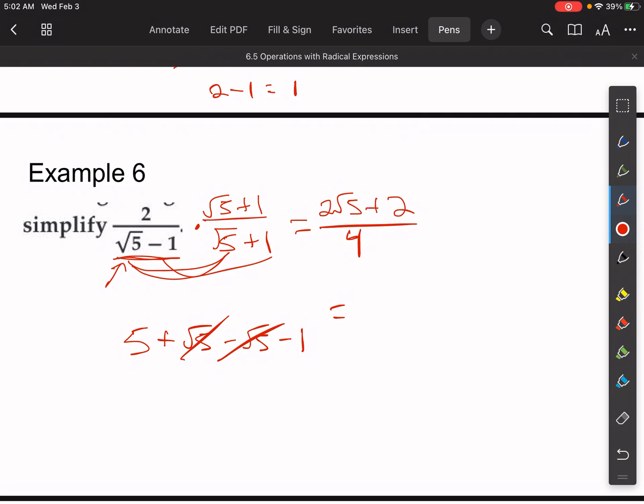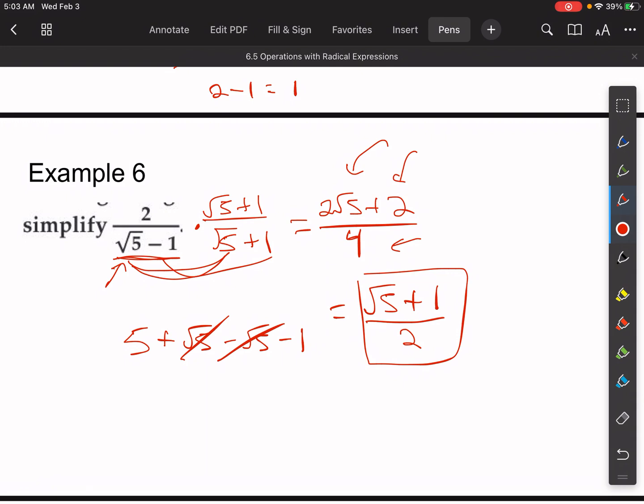Okay, but I'm still not done here. Hopefully you see that. In order to finish this, you're going to need to ask yourself, is there anything that's in all three pieces that I can take out? And the answer is yes. I can take a 2 out of everything. So if I take a 2 out of everything, I'm left with the square root of 5 plus 1. Don't forget, when you take a 2 out of 2, you're left with 1, over 2. And that would be the full simplified form for example 6.